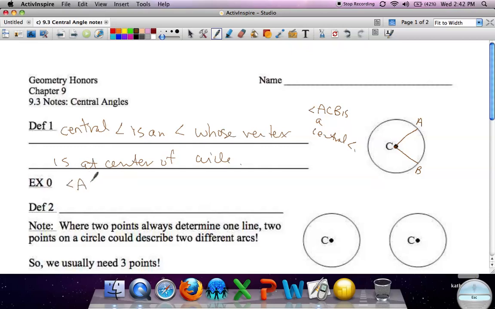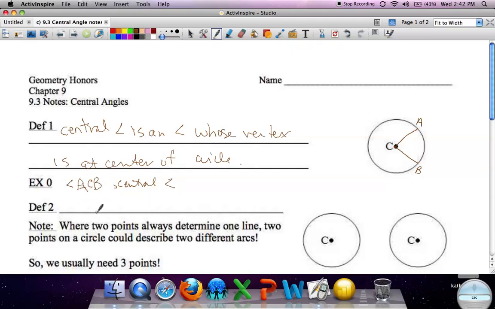I think I can write that right here. Angle ACB is central. Angle ACB is a central angle.